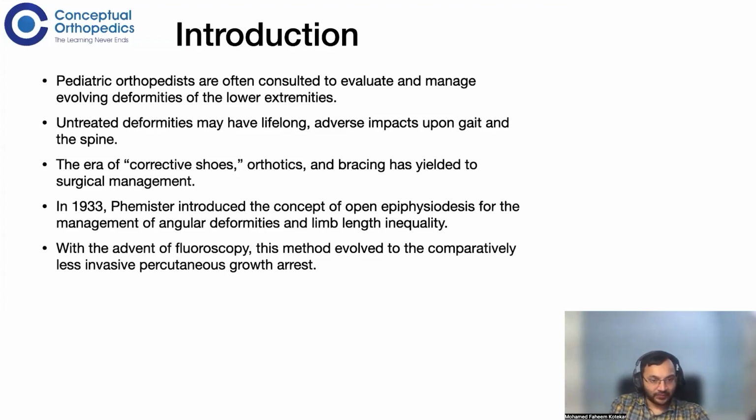Now, since 1933, Phemister introduced the concept of open epiphysiodesis for the management of angular deformities and limb length inequality. This used to be an open and destructive procedure where the physis was completely damaged. With the advent of fluoroscopy, the method became relatively minimally invasive. Even so, the physis was still completely destroyed and the procedure was not reversible, so no more growth was possible at that physis.